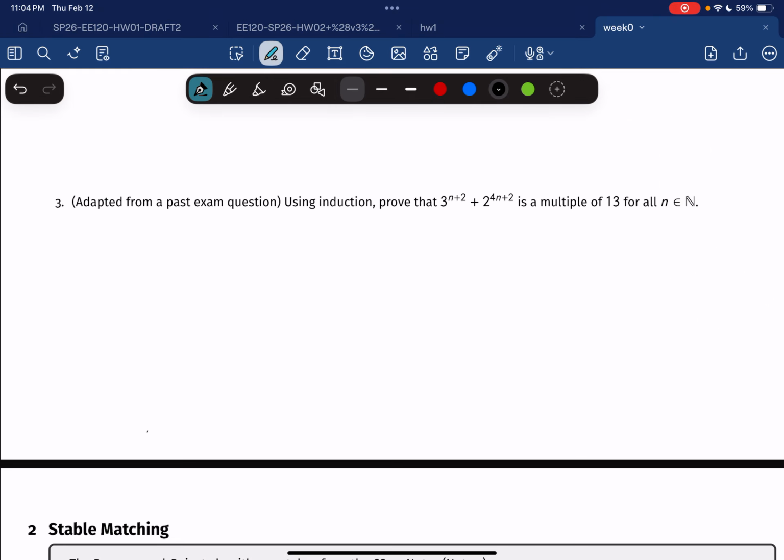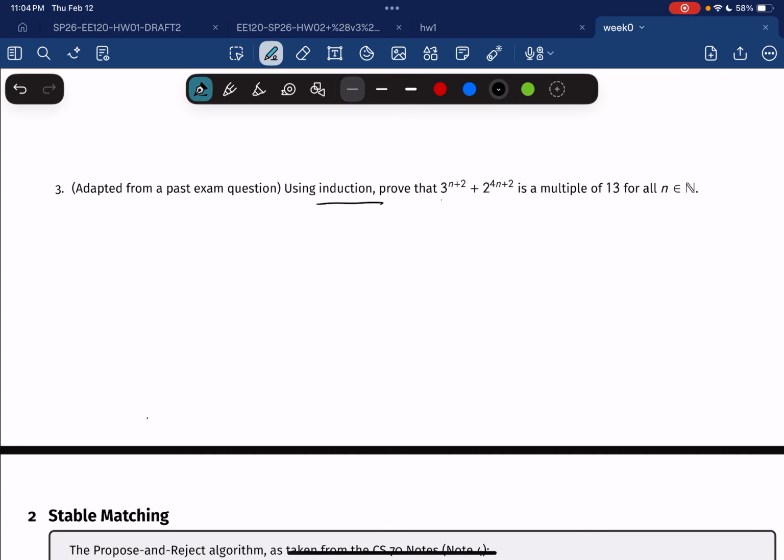Hello everyone, welcome to question 3 of the induction portion of week 0. This question says, using induction, prove that 3^(n+2) + 2^(4n+2) is a multiple of 13 for all n in the set of natural numbers. Every time we see induction, we should immediately set up a base case and an inductive hypothesis, or an inductive case.